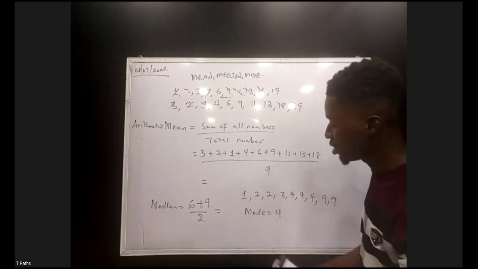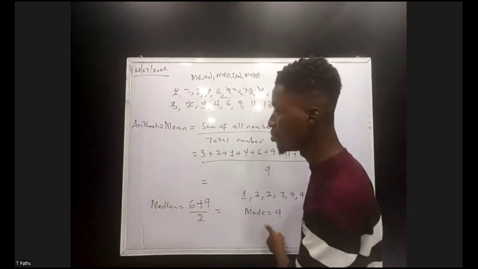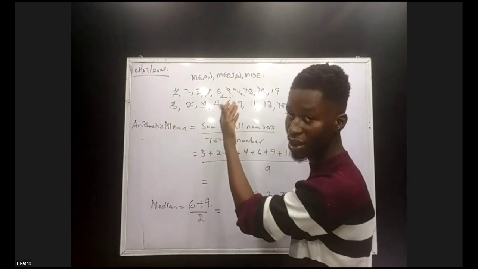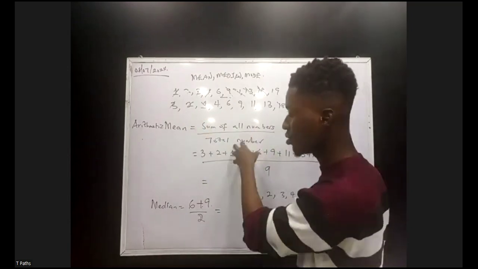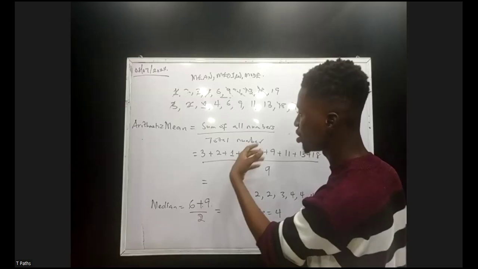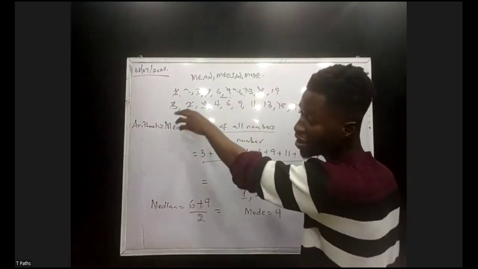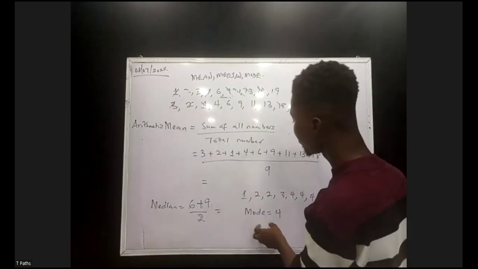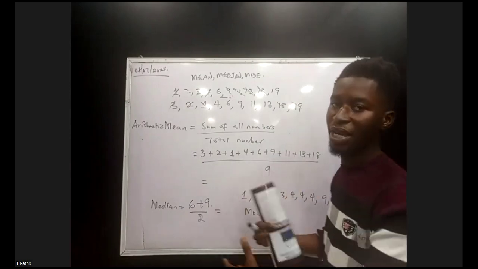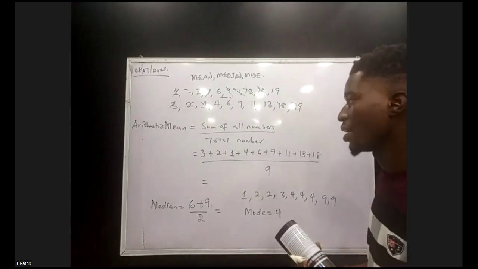So that's just a brief explanation of the arithmetic mean, the median, and the mode. Your arithmetic mean is simply the average of the set of numbers. You add the numbers together and divide by the total number. Then the median is your middle number, but you have to arrange them in ascending order first. Now my mode is the one that appears most frequently.